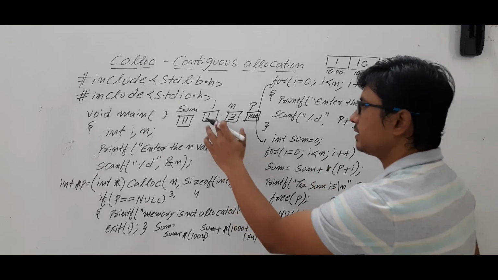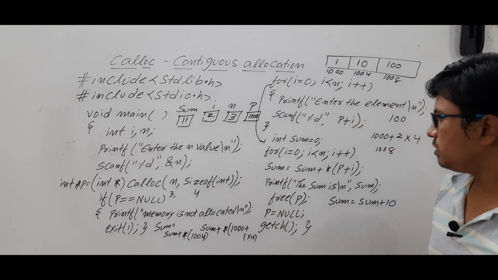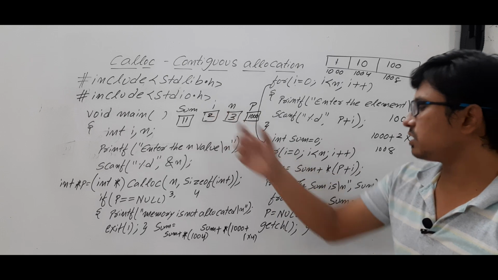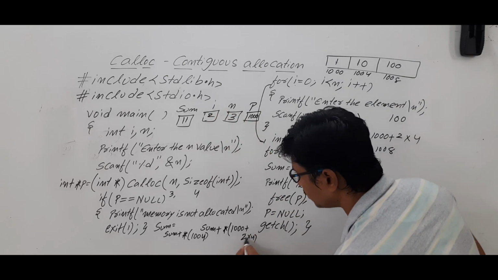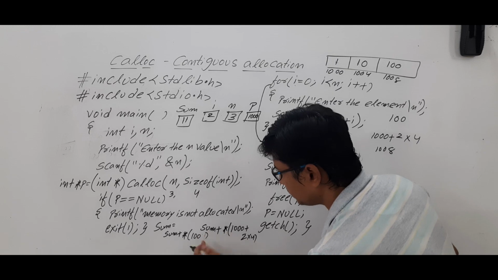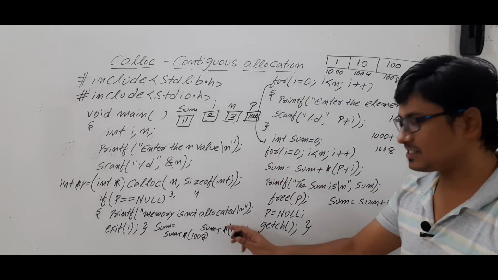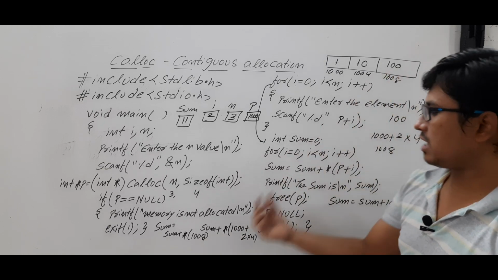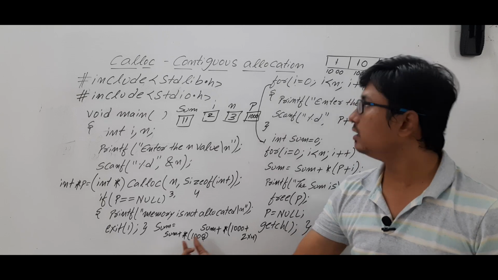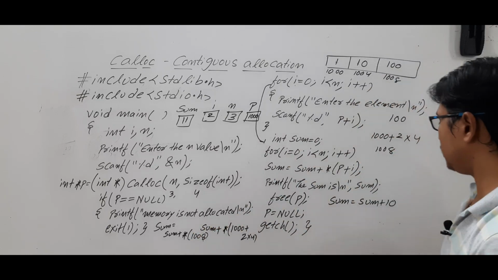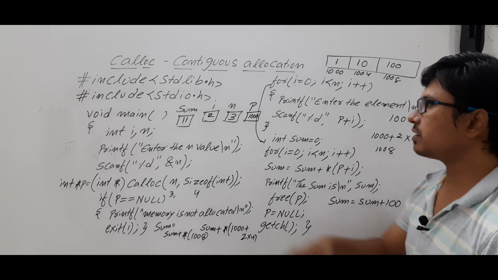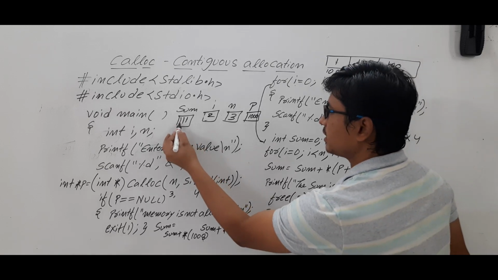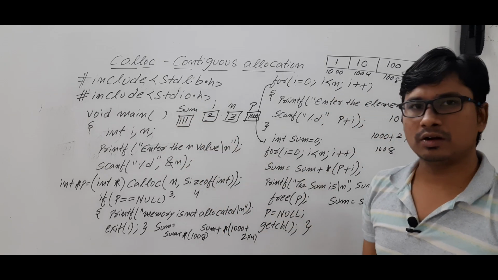Okay, now what will happen? The i value will be incremented. It is now becoming 2. 2 is less than 3, again the condition is true, and again you need to execute the statement. p plus i. Now what is the i value? 2. So 2 into 4, which will be 8, plus 1000 is 1008. So it will go to the 1008 memory location and get that value because you are using a dereference operator, which is 100. So sum is equal to sum plus 100. What is the sum value? 11. 11 plus 100 is 111. That value will be stored in the variable called sum.